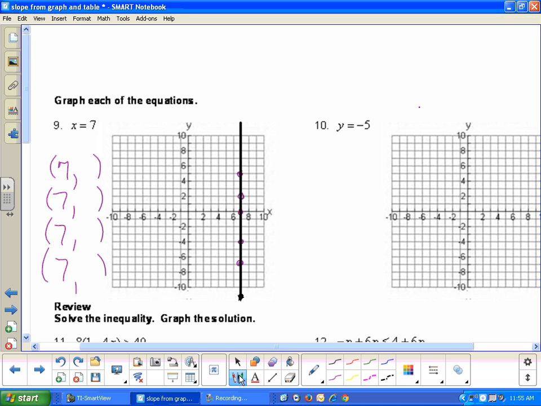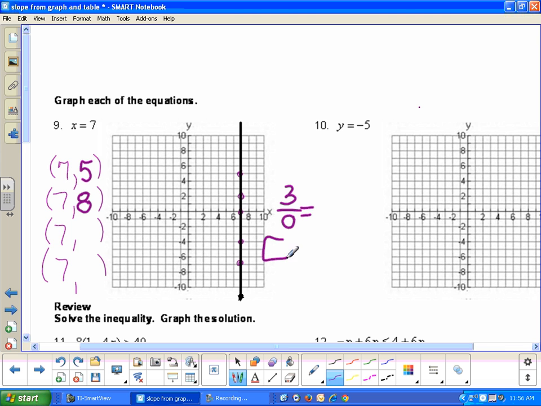So, is that a function? No. Does it have a y-intercept? No. Does it cross the y-axis? What is your slope? Say at those 2 points. What's 8 minus 5? 3. What's 7 minus 7? 0. What's that in your calculator?